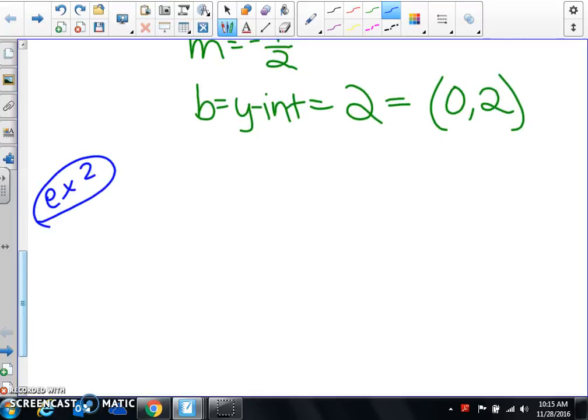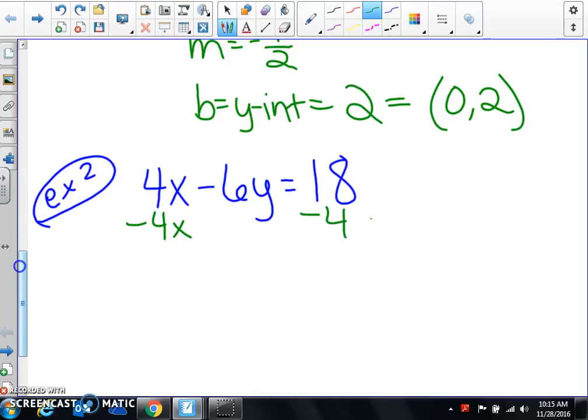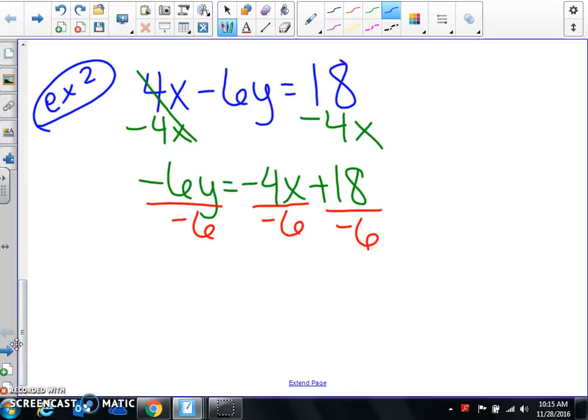Let's see, they gave us 4x minus 6y equals 18. Okay, so we would subtract 4x. We have a negative 6y equals negative 4x plus 18. And then we would divide both sides by negative 6. Okay, those would cancel. Y equals a negative and a negative is a positive. 4 divided by 6 is 2/3. If you don't believe me, put it in your calculator. X. A positive and a negative is a negative. 18 divided by 6 is 3.